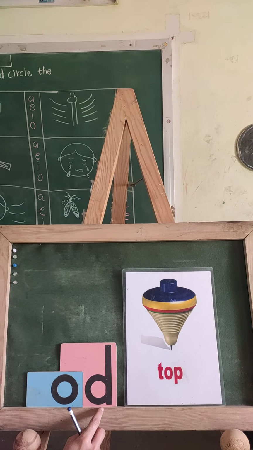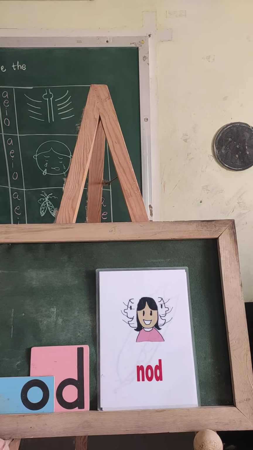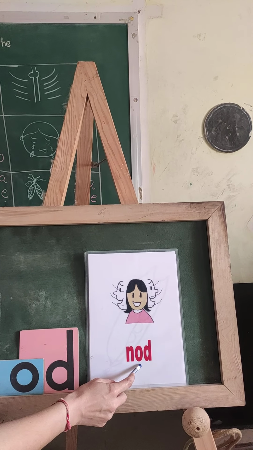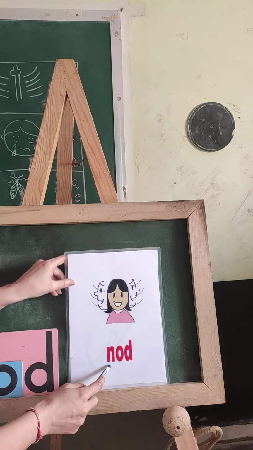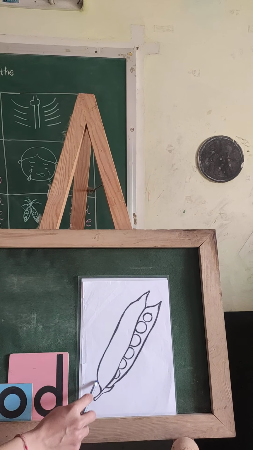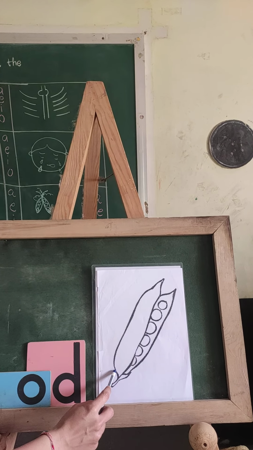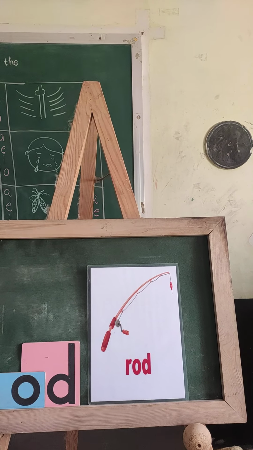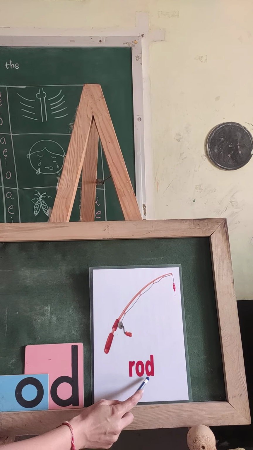Now we will see our od words. O-d, od words. Which are our pictures of the od words, children? What is this? She is nodding her head. Nod, nod. Next is the picture of a pod. These are the peas. This is its pod. Pod. Next is the picture of a rod. Rod, rod.